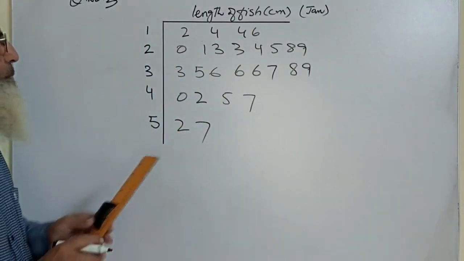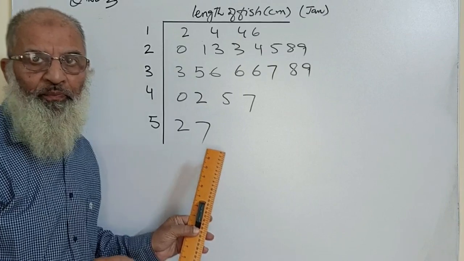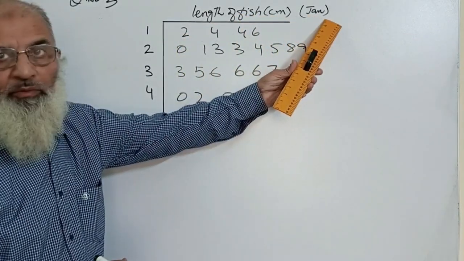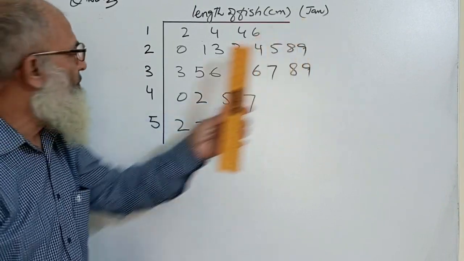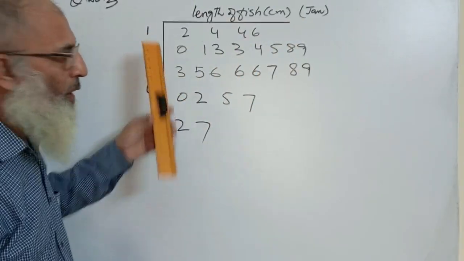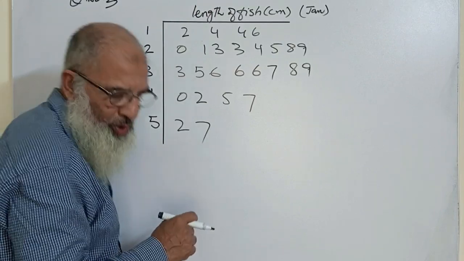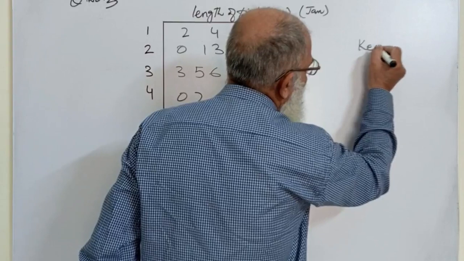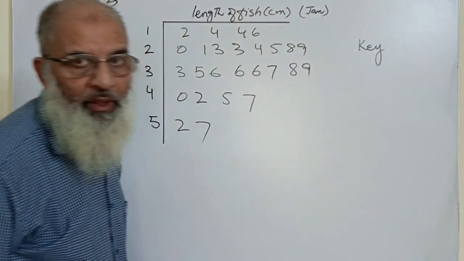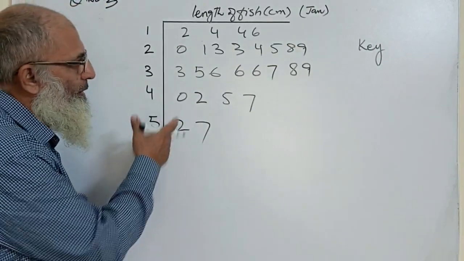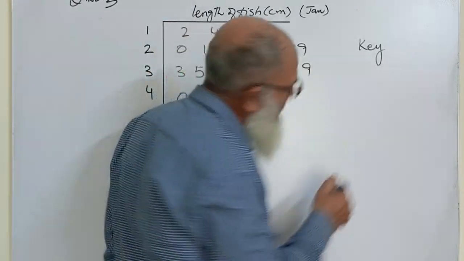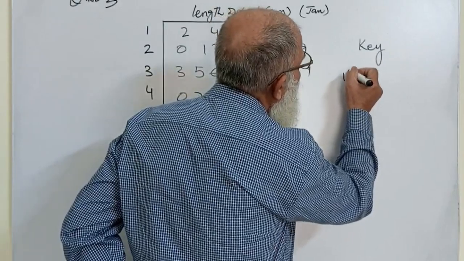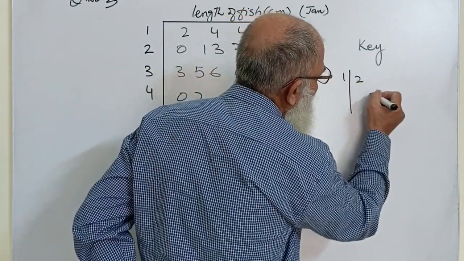The table has already been given to you. This is the length of fish in centimeters that she caught in January. So how will we read it? The key is also given to you to unlock this mystery. The key says that 1 and 2 means 12 centimeters.